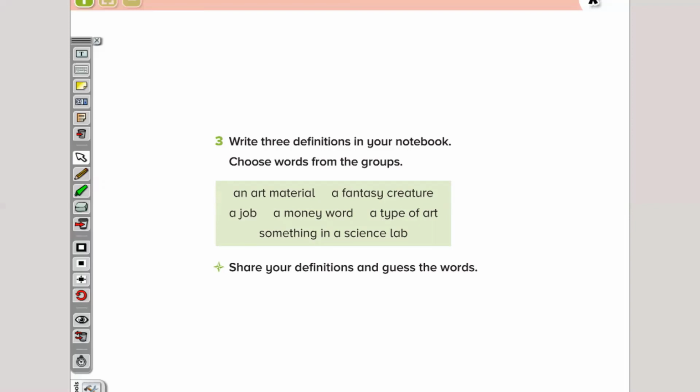A fantasy creature who can fly. Do you know a fantasy creature who can fly? Yes, a fairy can fly, for example. This is a job that helps students to learn. What is the job that helps students to learn something? Yes, the job of a teacher.